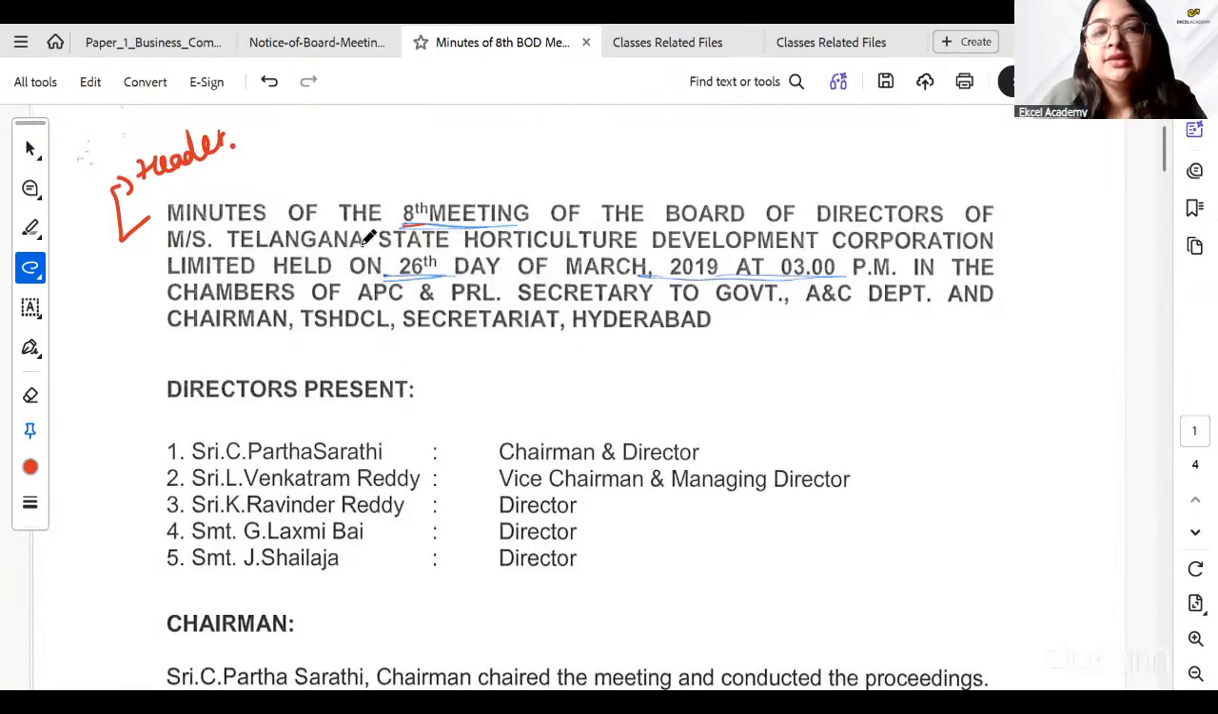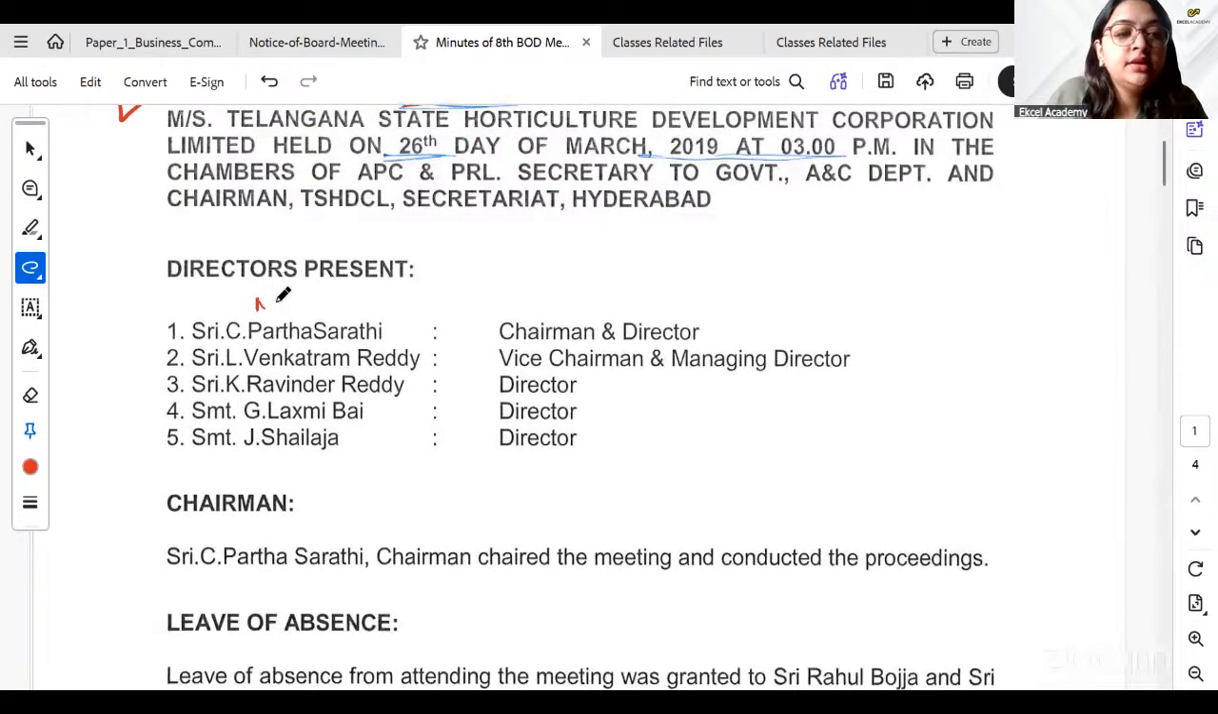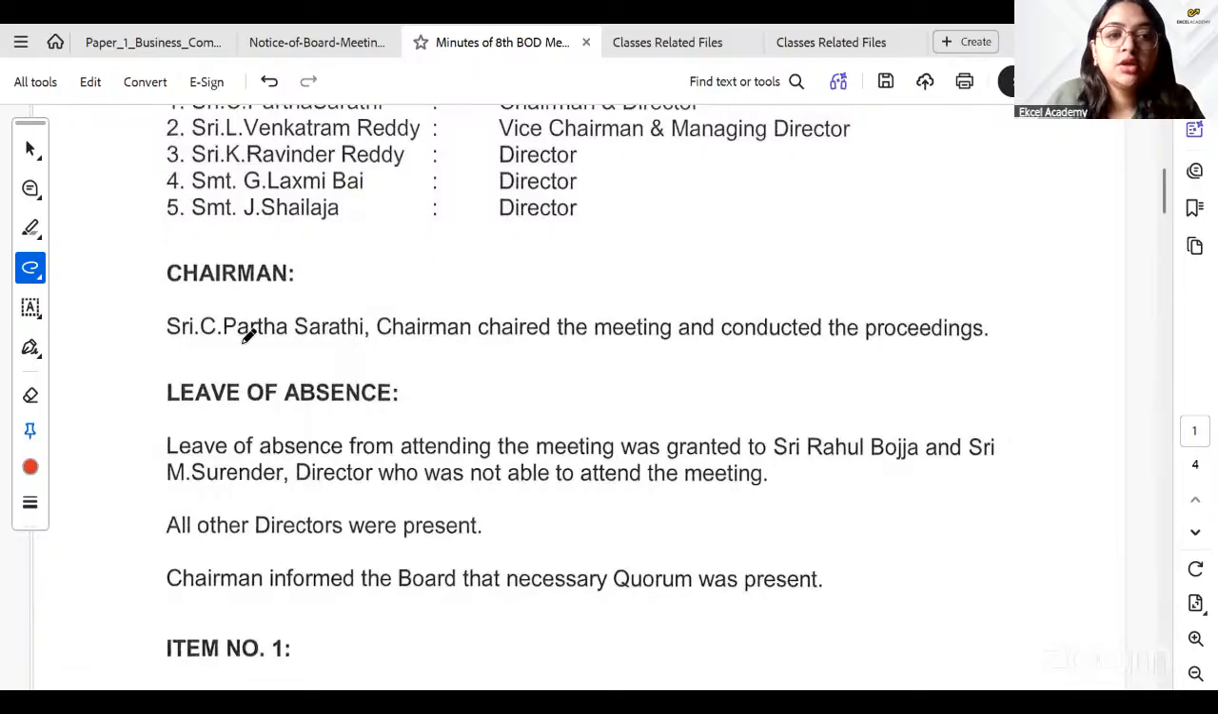So you have your Telangana State Horticulture Development Corporation Limited, held on the 26th day of March 2019 at 3 p.m., right? In the venue, you will write the venue. Who was present? We saw that the name as well as your designation needs to be mentioned. Then you had the chairman. Who was the chairman?